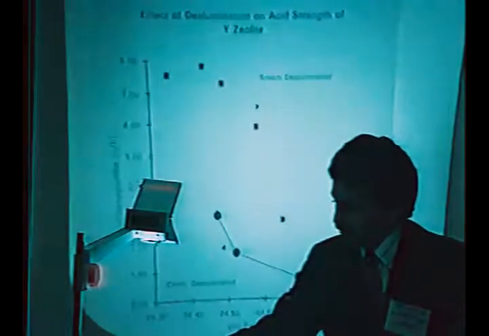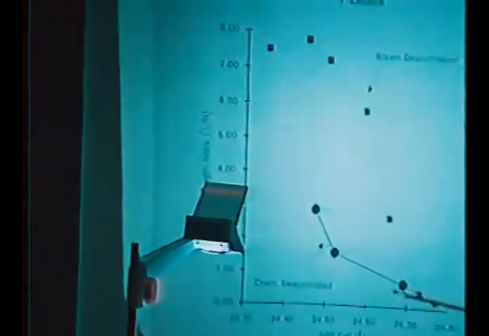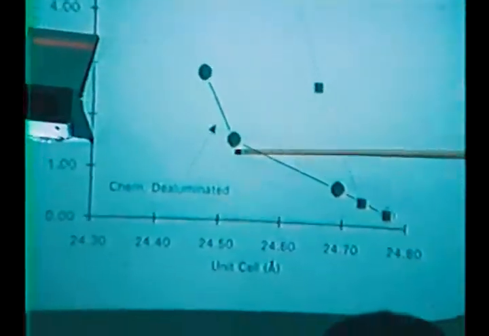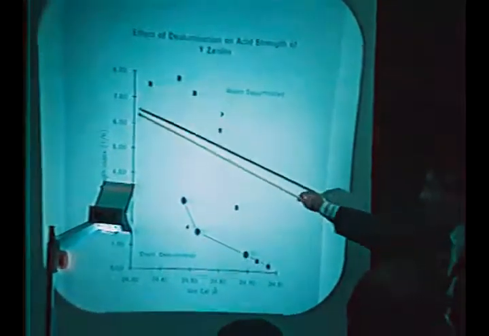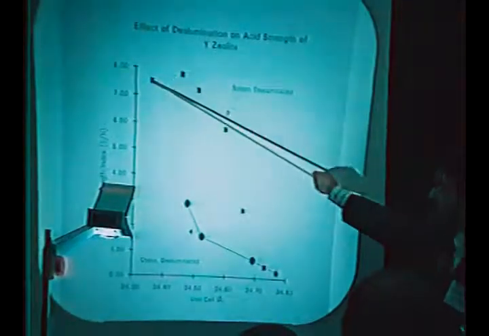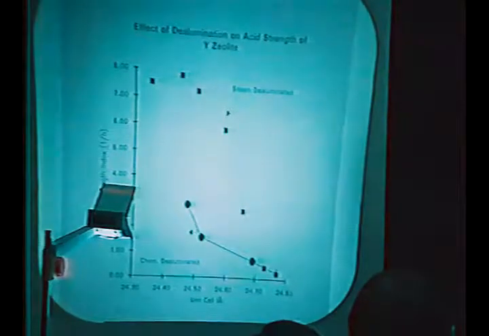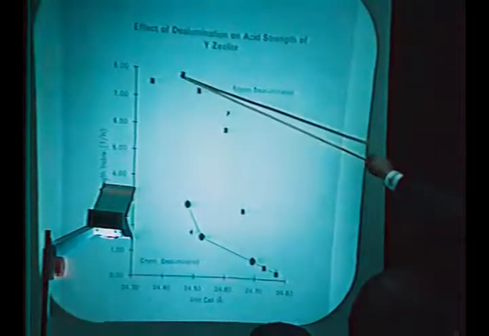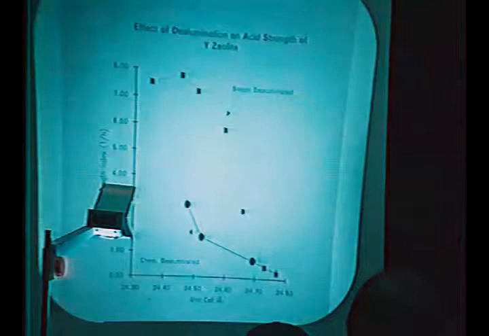Going back to our two sets, we see that the strength index is much higher for steam dealuminated samples than it is for chemically dealuminated samples. And it looks like, although we don't have enough materials out there to say with confidence, this does level off. Hopefully it will. And what we think here is that it's the same point as that maximum that I was talking to you about, 24.44, beyond which the strength should remain constant.